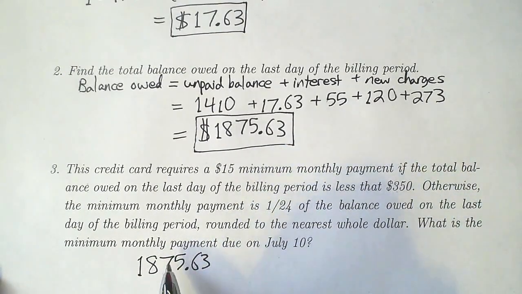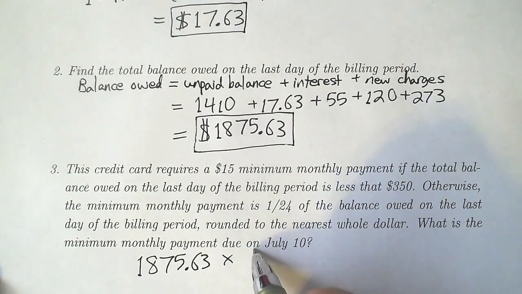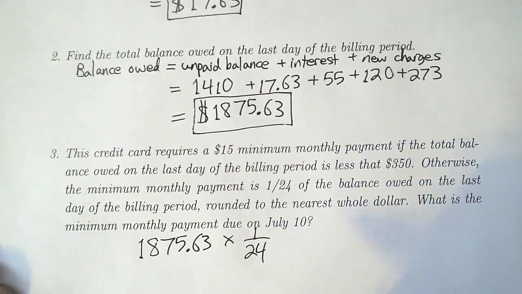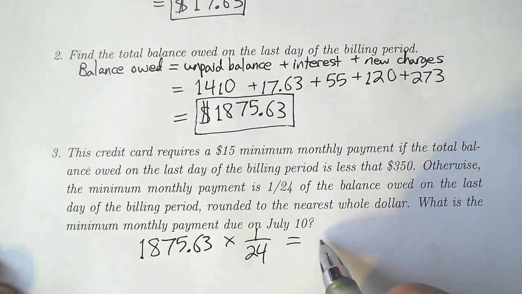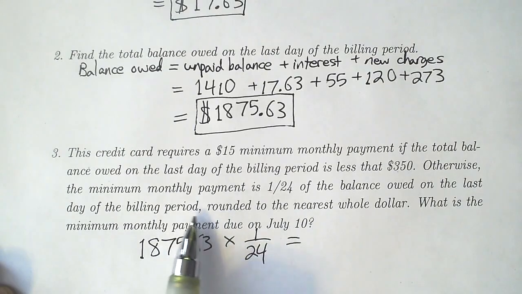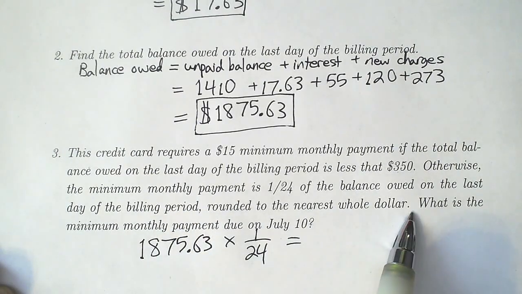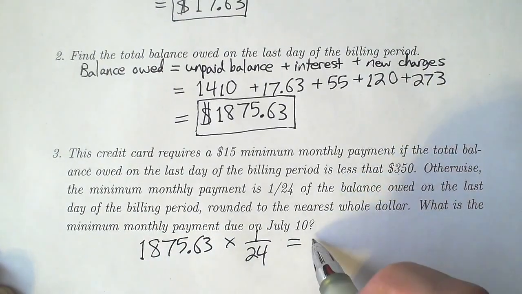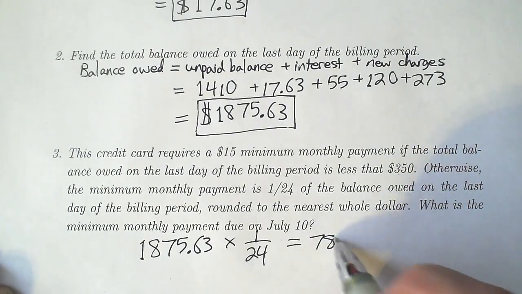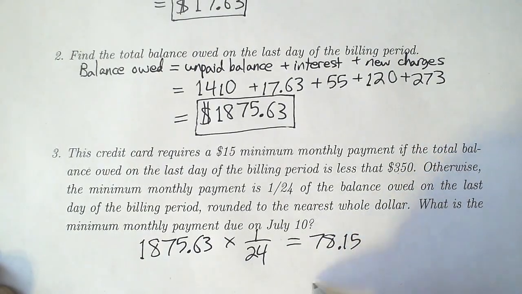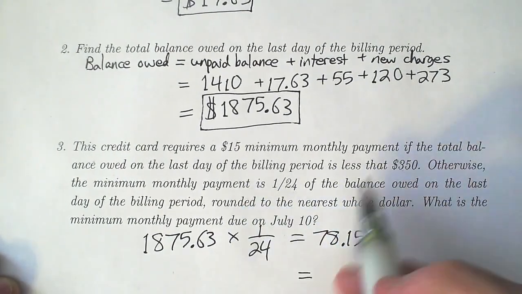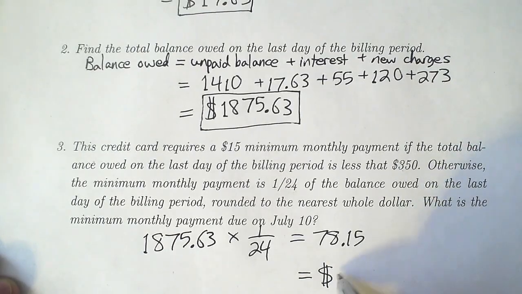So either put this over 24 or multiply by 1 over 24. Either way, same thing. And then I just check, do we need this? Yeah, we need this rounded to the nearest whole dollar. So I'll tell you that on a calculator I got 78.15, but then I said, oh, well, we have to round to the nearest whole dollar, so let's make it 78.